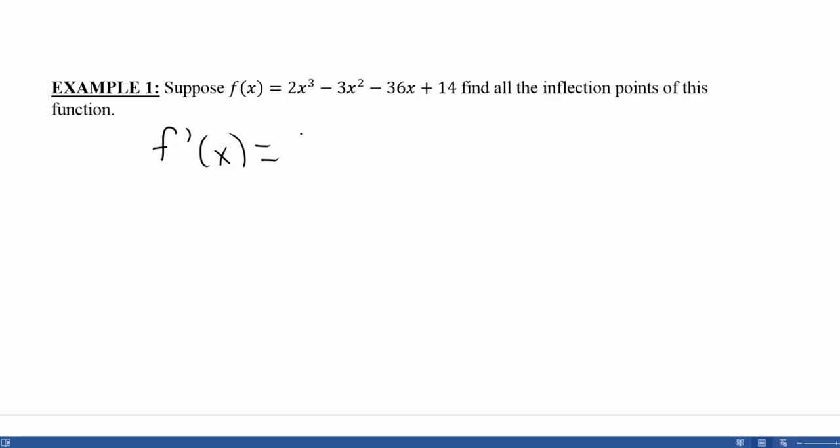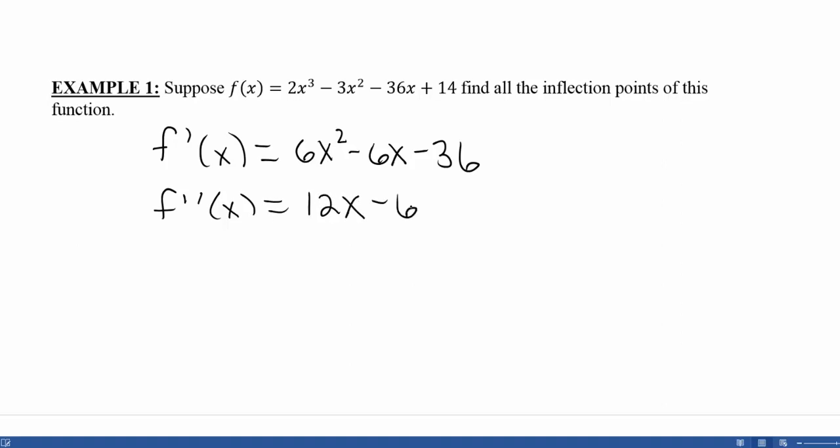So to get to the second derivative, I need to go through the first derivative. The first derivative here is going to be 6x squared minus 6x minus 36. So my second derivative here is going to be 12x minus 6. So remember when we talked about critical points. Critical points divided up our interval where a function existed, and within each little interval, the sign was always the same. The same thing is going to happen with the second derivative.